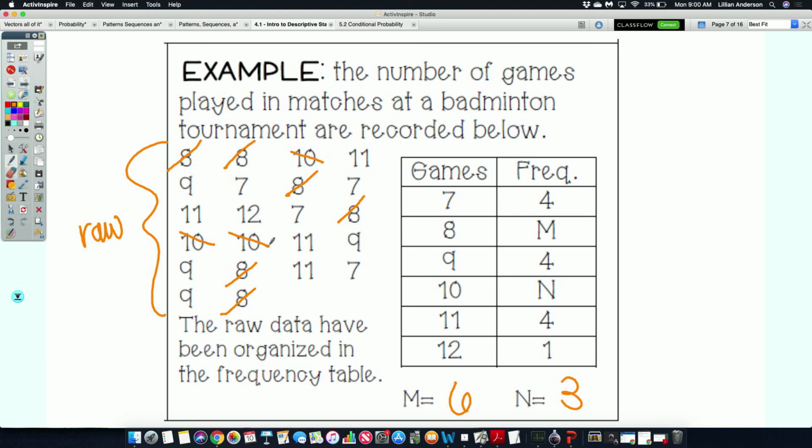Another way I could have checked this is that since this was 6 and this was 3, and I had 12, at 22 pieces of raw data, I could also have added up these numbers to see if they equal 22.